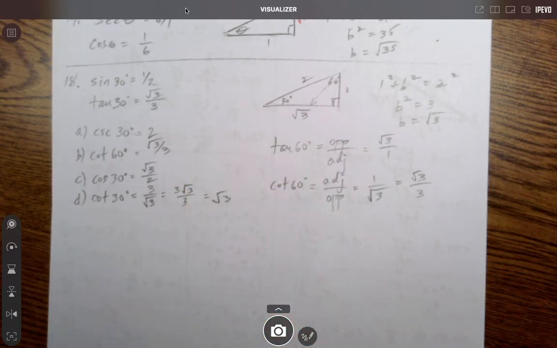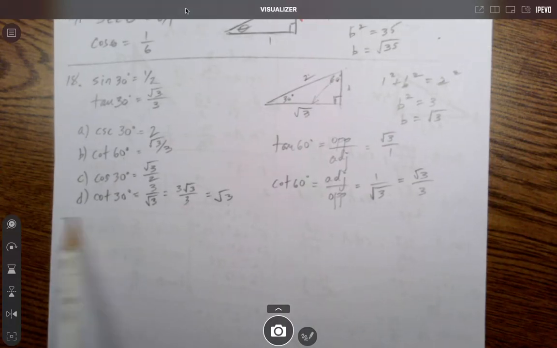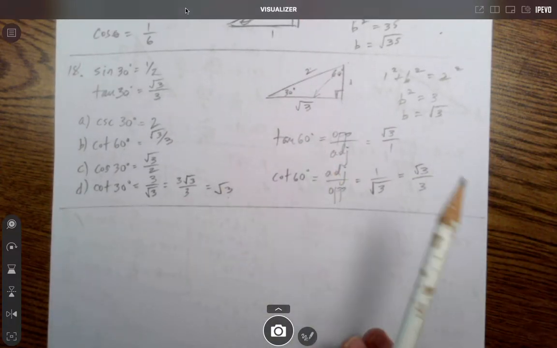Let's see if this is... I worked these problems earlier. I'm just going to make sure I did this right. Huh, I didn't even answer that one in the previous problem. Yeah, I did. Okay, that's right. All right, so that's 18.